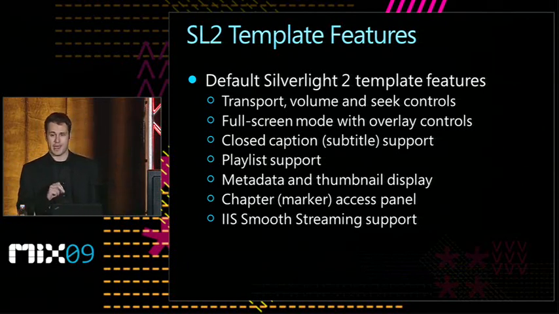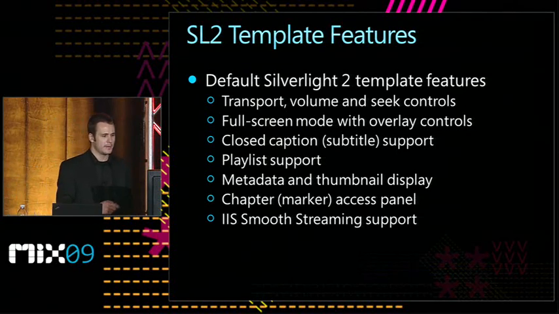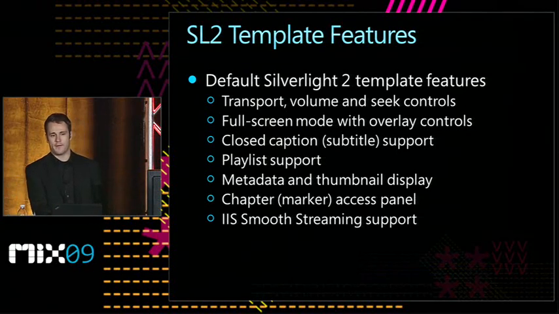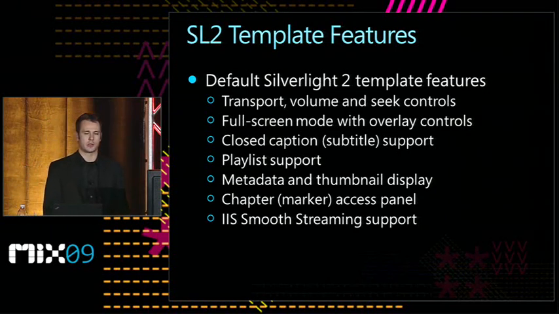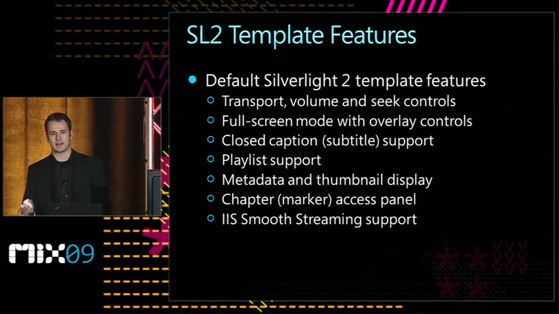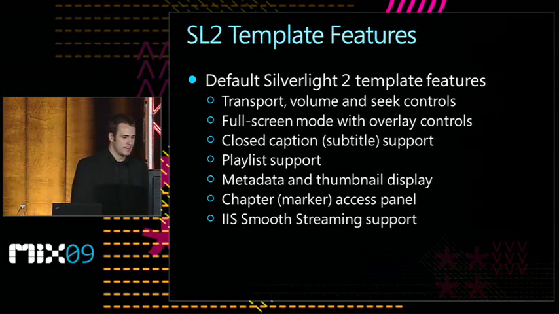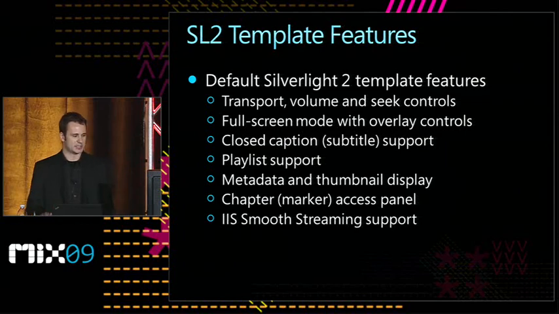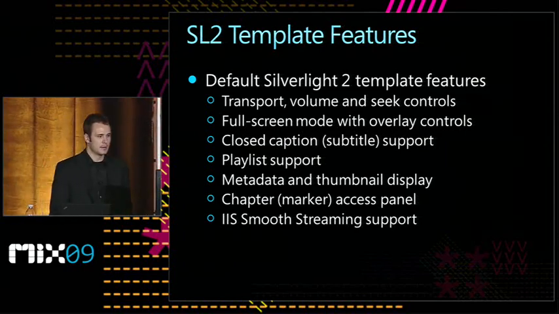If you added captions to your content during the encoding part, those captions will show up in the player itself as well. If you want to define multiple items to play, then you can also bring up playlists. If you put chapter marks in your content during the encoding phase, then you can access those chapters easily from the Silverlight player template as well. And finally, the IIS Smooth Streaming support that I mentioned earlier is built into this player template.